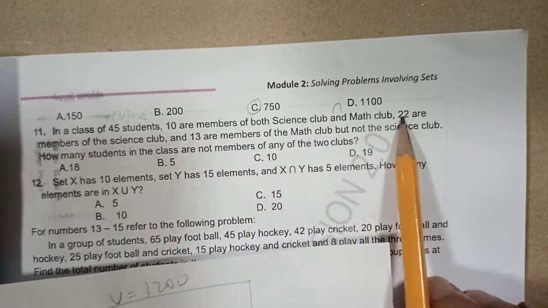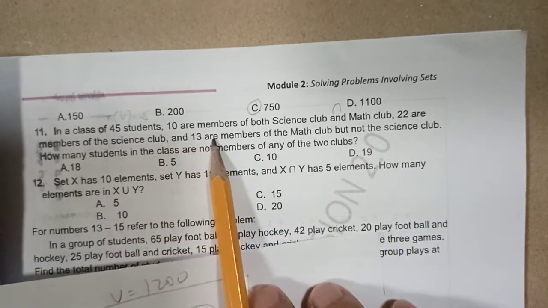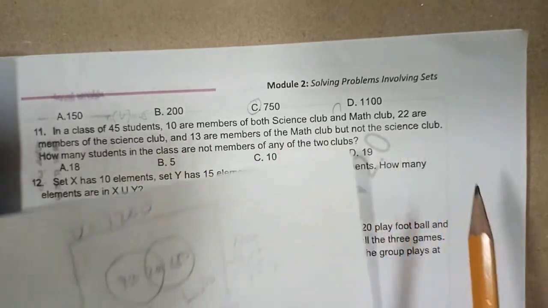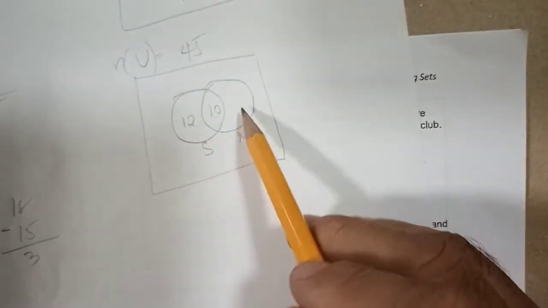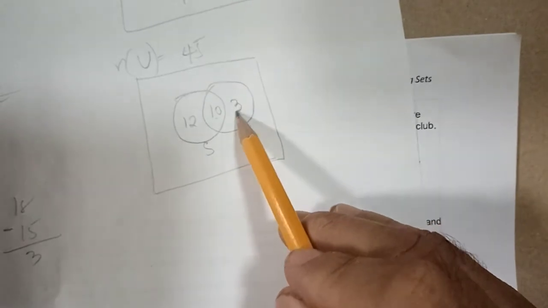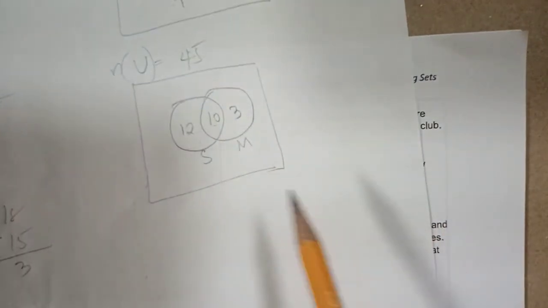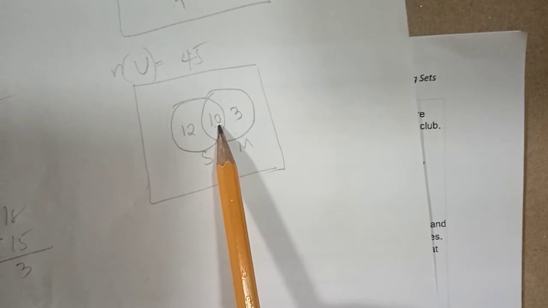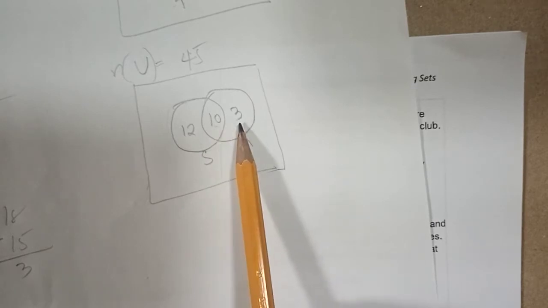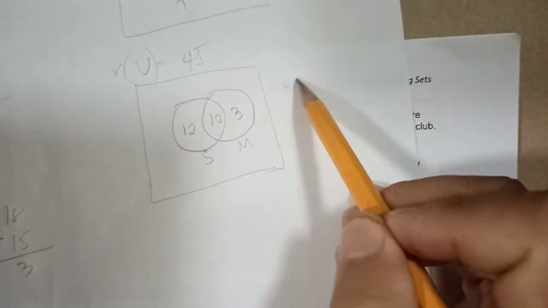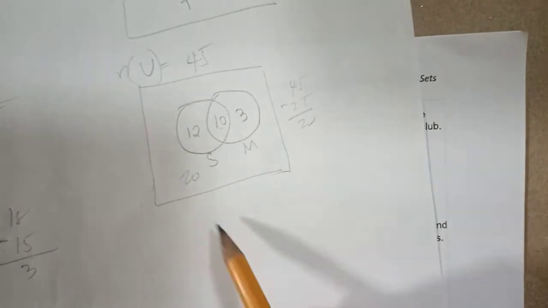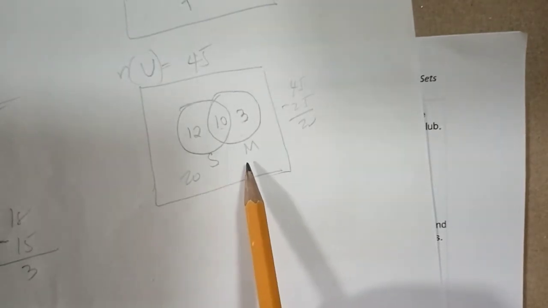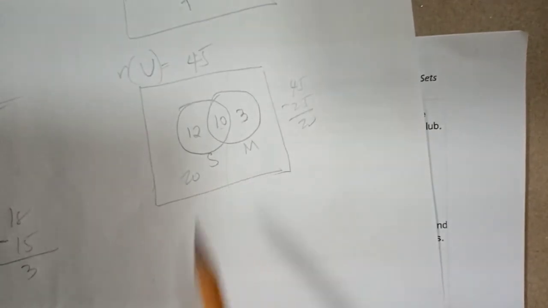Okay. 22 are members of science club and 13 are members of math club. So for math club, 13. So this is 13, so lacking 3. And if you add up, 12 plus 10 is 22, plus 3 is 25. And you will subtract 45 minus 25. The answer is 20. So 20 do not join science club and math club. They join recess.